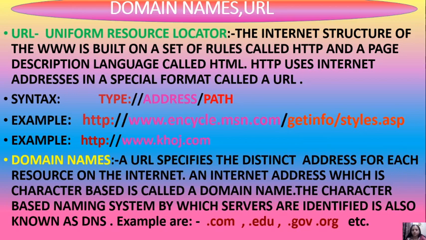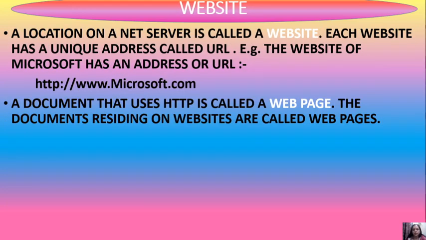Now the next term is website. You all are aware of the term website. A location on a net server is called a website. Each website has a unique address called URL. For example, the website of Microsoft has an address or URL, http www.microsoft.com. So this is the website address. The document that uses HTTP is called a web page. The documents residing on websites are called web pages.